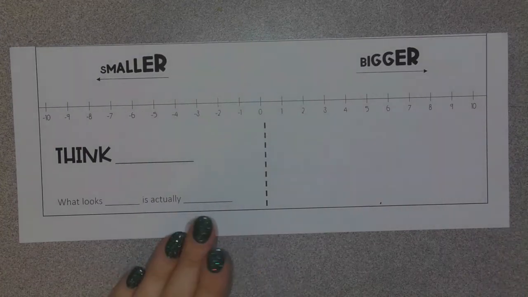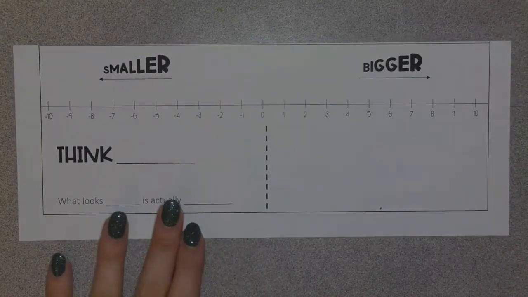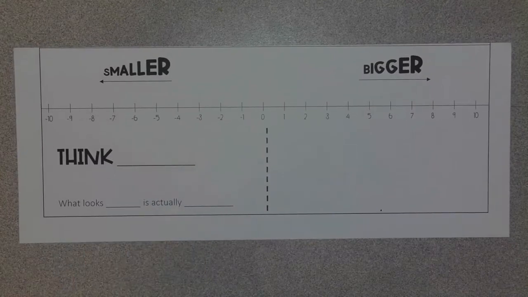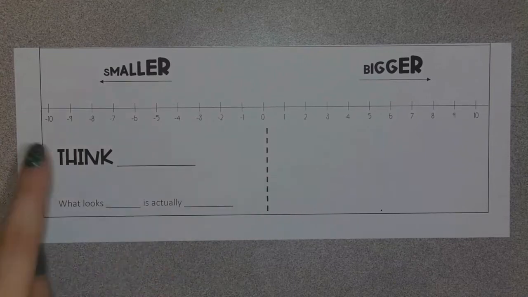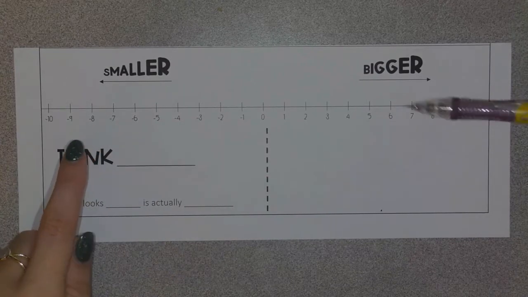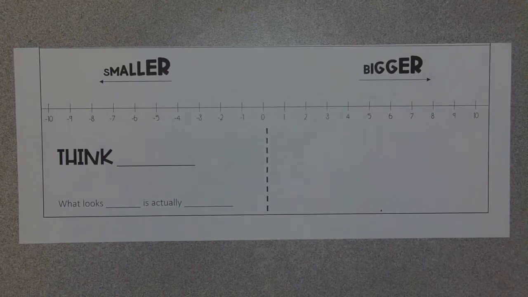Okay, so we're going to talk about today how we compare and order integers. Remember, integers are a set of whole numbers and their opposites. That includes all of our negative numbers, all of our positive numbers, and zero. But no decimals, no fractions, nothing like that. We're just going to compare our regular integers.